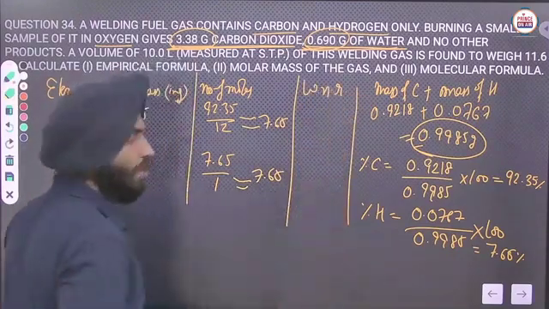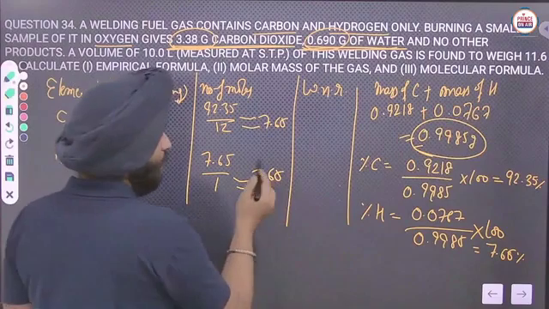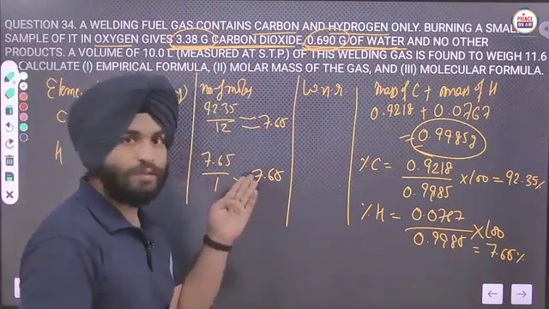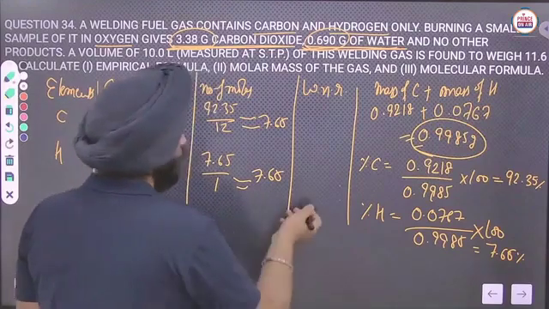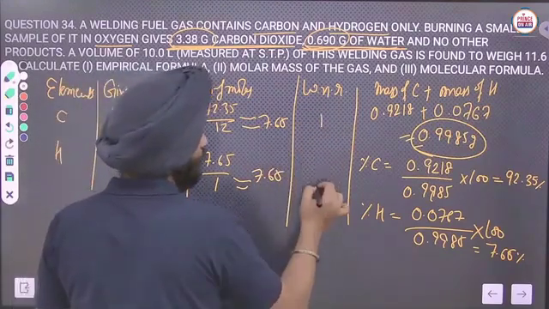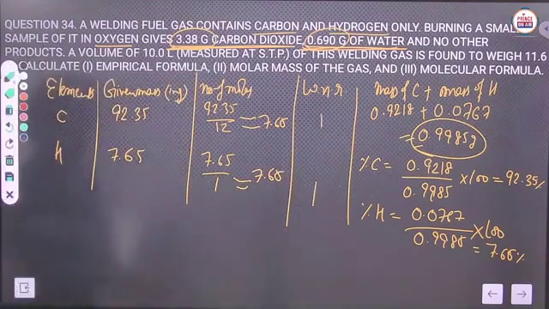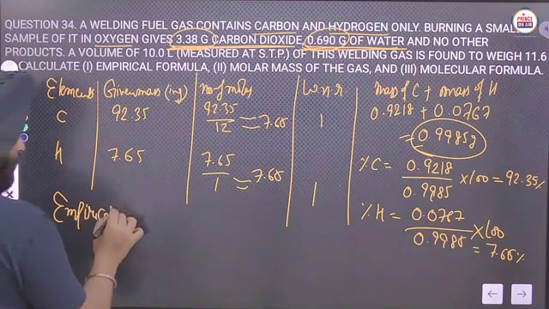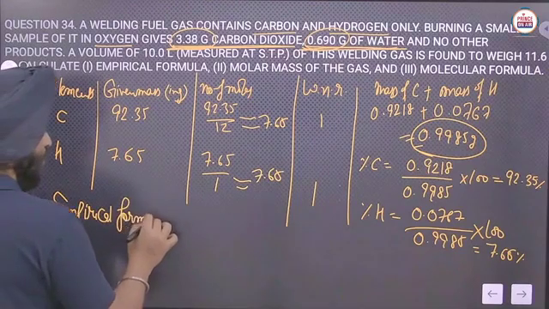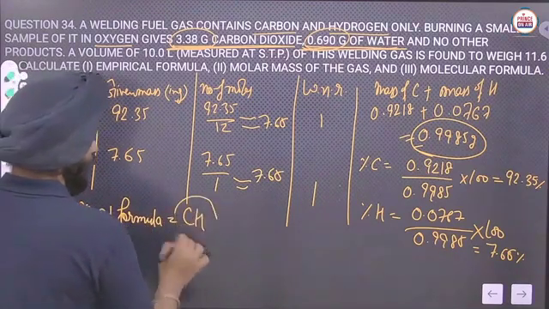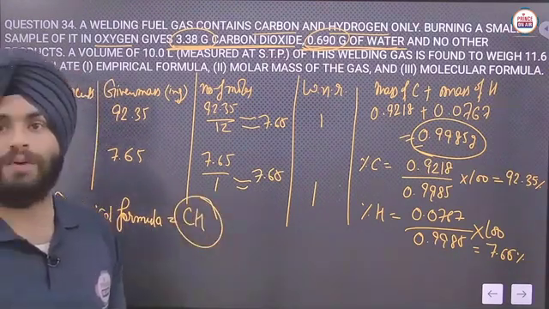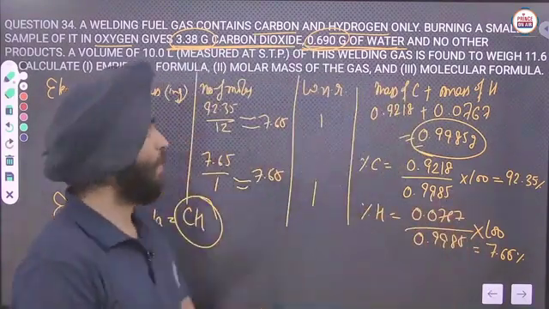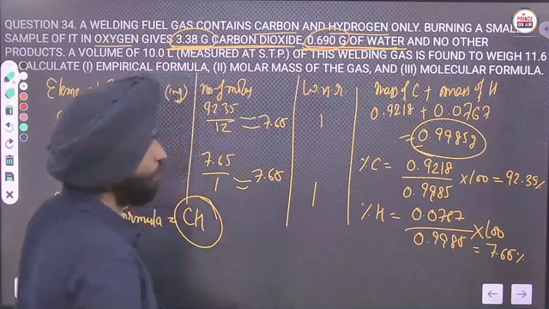Whole number ratio will come out to be, what we have to do there: we have to divide by that number which is smaller. So both are almost the same, so it will come out to be 1. Okay, so the empirical formula will come out to be CH. So here the empirical formula is CH. Clear?